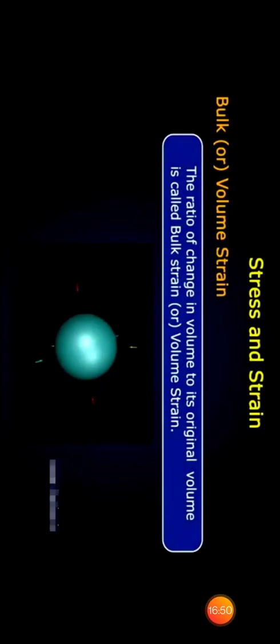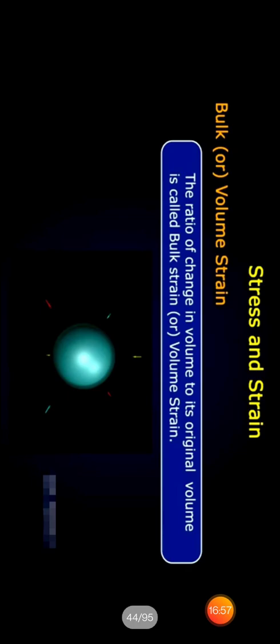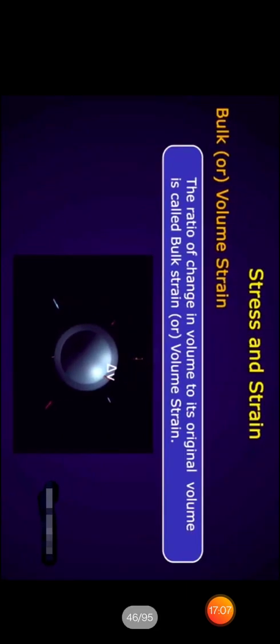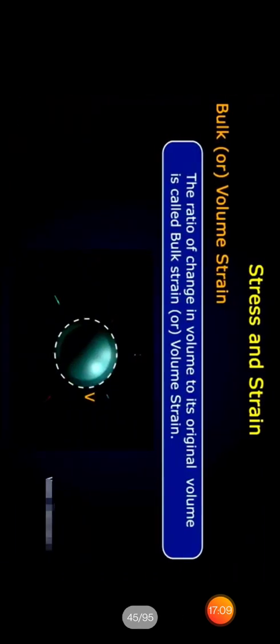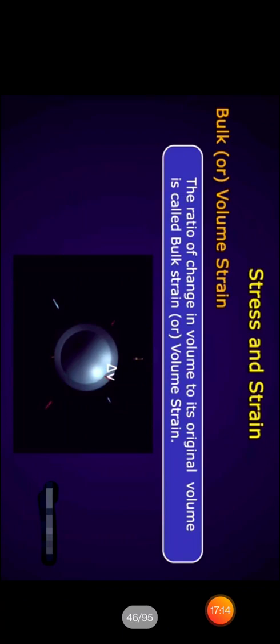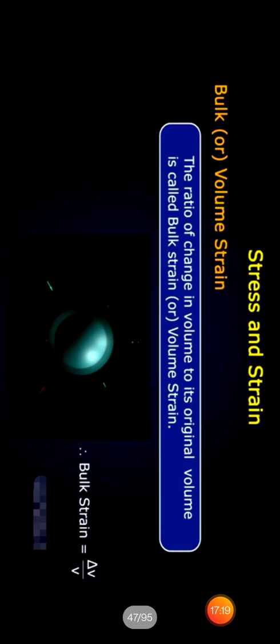Now it is shown in animated form. Here the force is applied, then the volume changes. Here the volume is V and the change in volume is delta V. Now V is the original volume and delta V is the change in volume. So the bulk strain or volume strain is equal to delta V upon V.